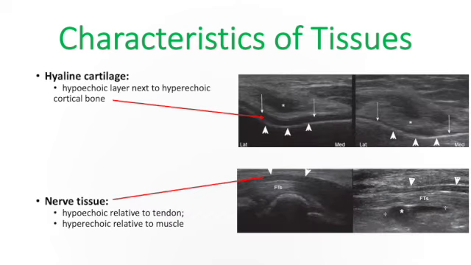So here are the characteristics of tissues again. Hyaline cartilage is going to be dark. It's going to be hypoechoic. As we can see in the top slide, that hyaline cartilage is lying right next to the bone interface. Nerve tissue, again, is going to be a little darker than tendon. So for things like measuring the median nerve and ultrasounding the median nerve, we definitely can do those things, but we have to understand where the tendon is, where the nerve is in relationship to the tendon, what we are looking at, and what we are not looking at, because if you get confused, we obviously can misdiagnose something.